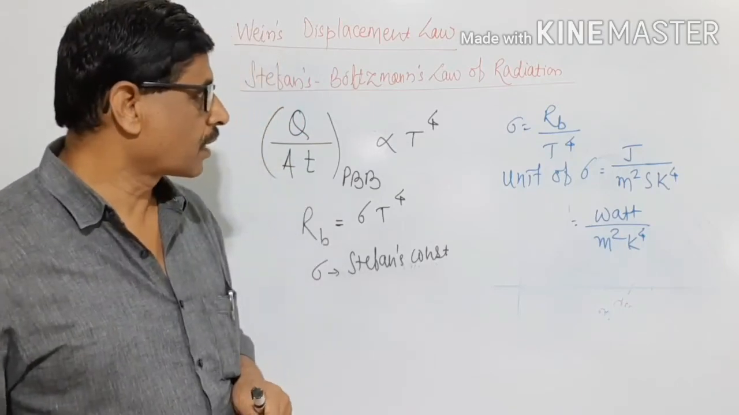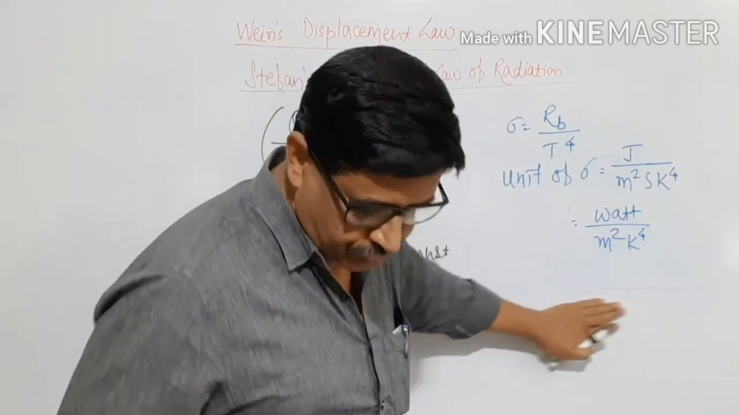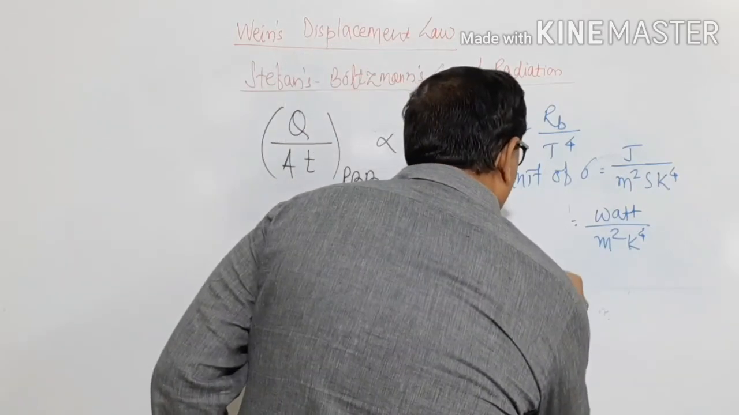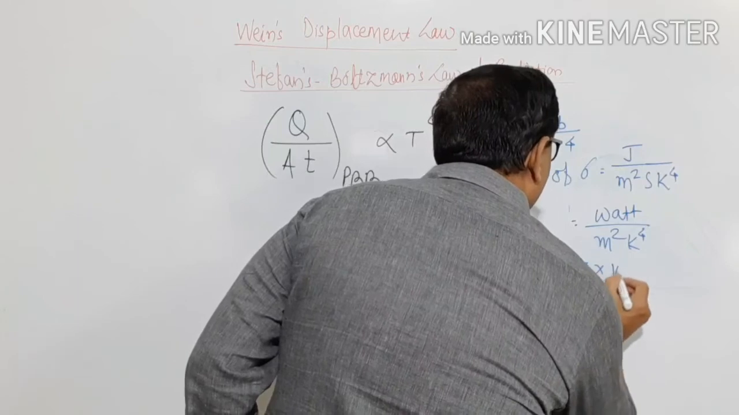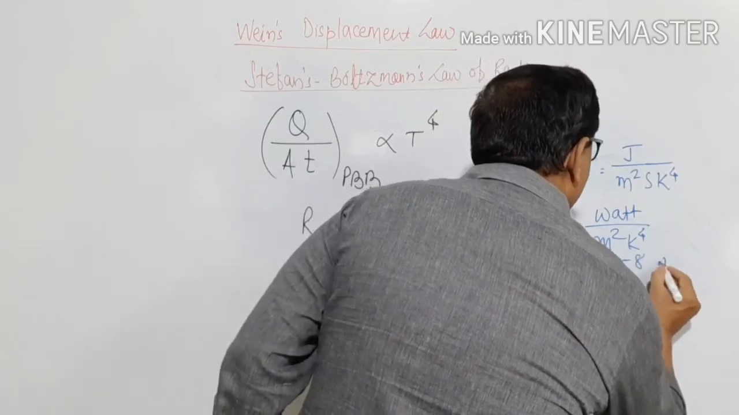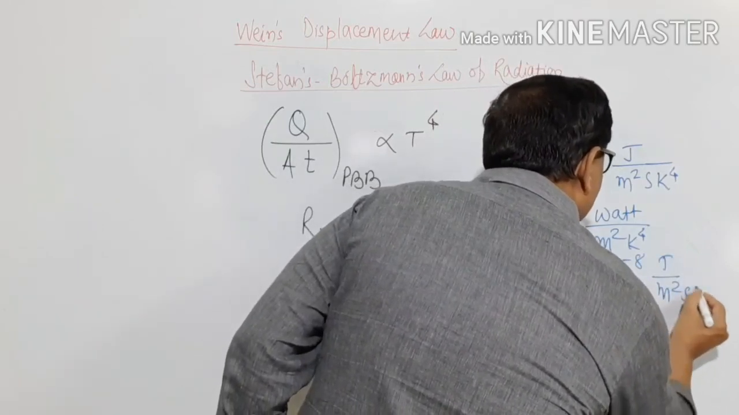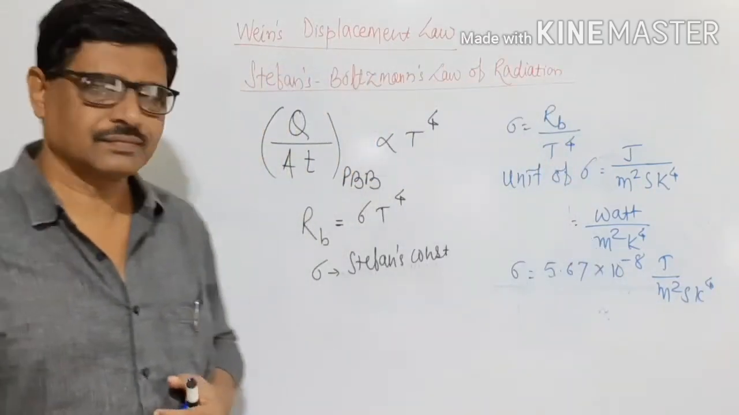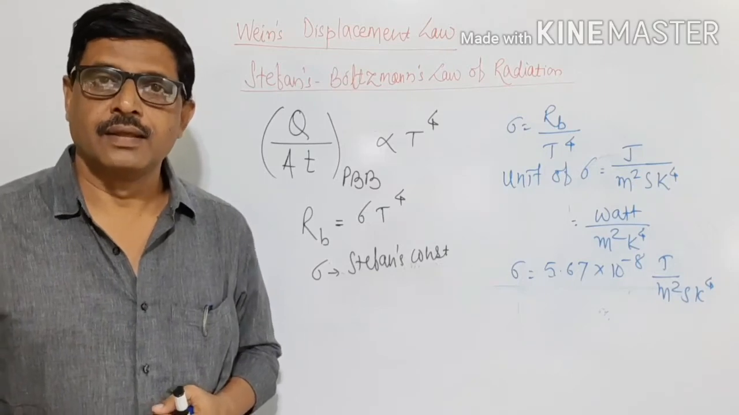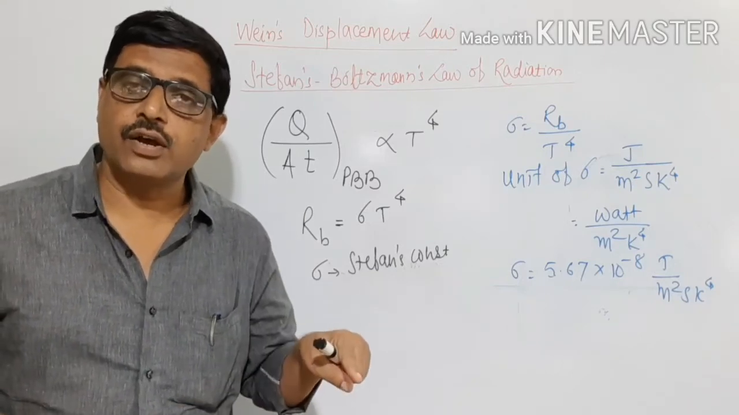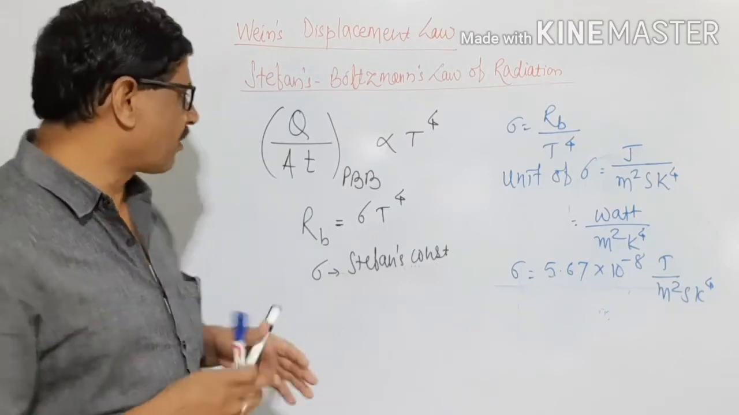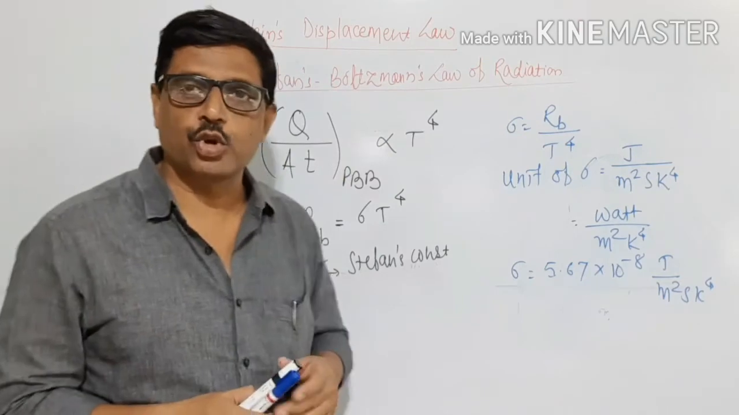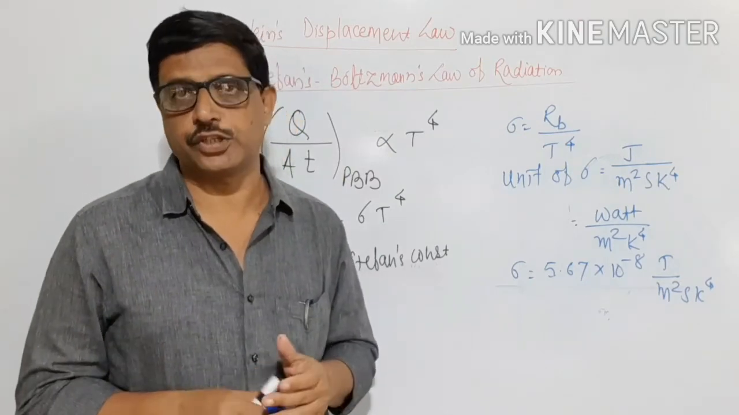Now, the value of this Stefan's constant, sigma, is equal to 5.67 into 10 to the power of minus 8 joule per meter square per second per Kelvin to the power of 4. This is the Stefan's law for black body radiation. The quantity of radiant heat emitted per unit time per unit area is directly proportional to the fourth power of absolute temperature.